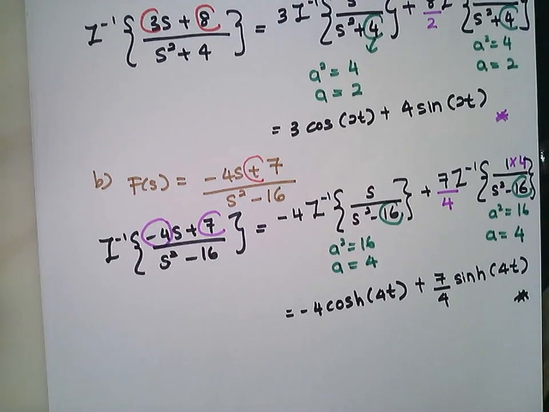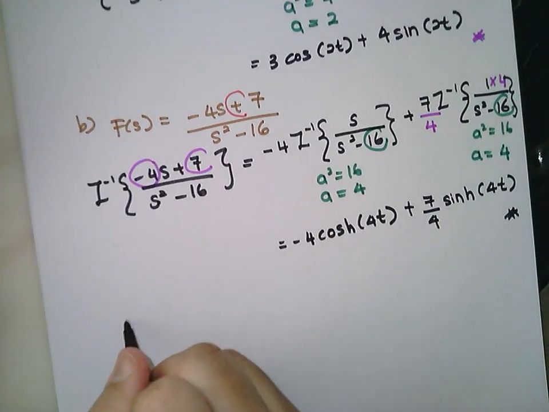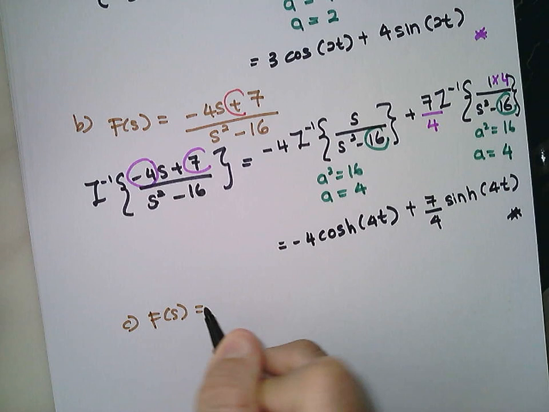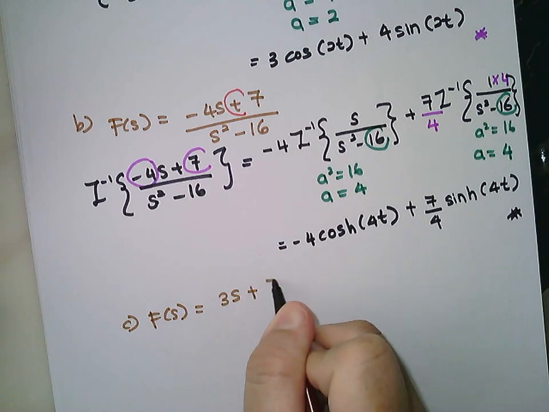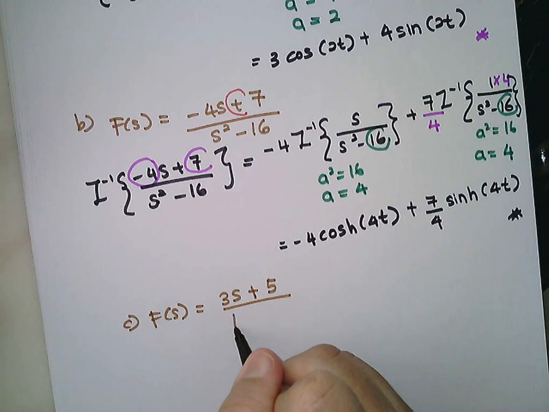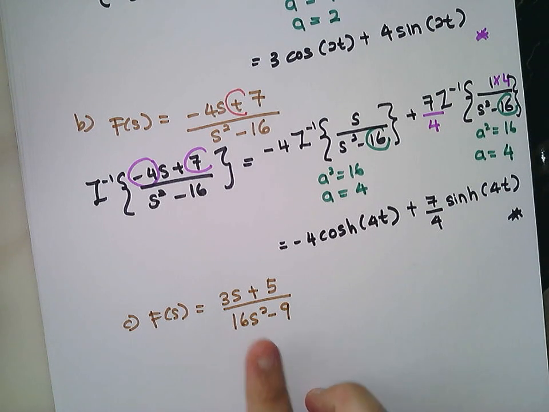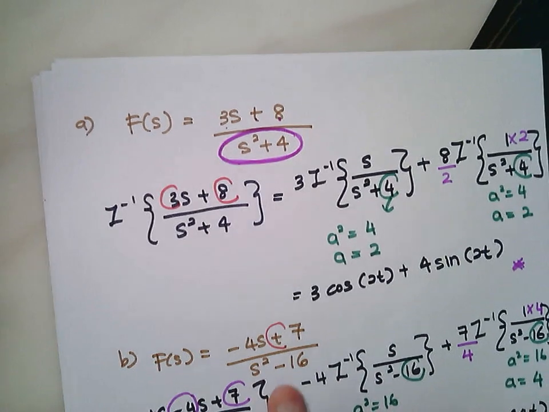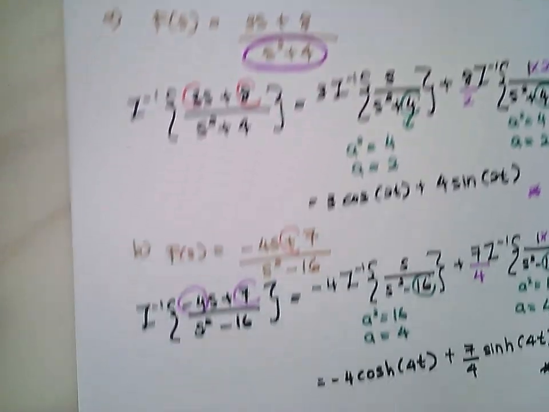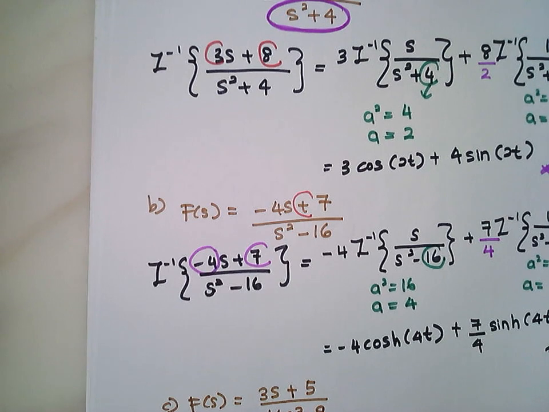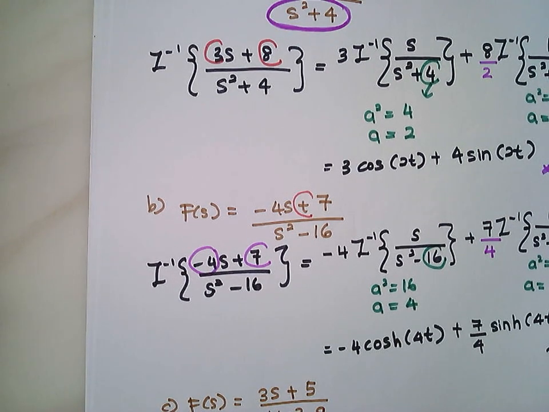Okay, let's take a look at the third example, which is this one. Let's say your F(s) is equal to 3s plus 5 over 16s squared minus 9. Okay, what is the difference between this function and these two functions that we already discussed? You still need to split the function, correct? You still need to factorize a constant for the numerator part, that is also correct.